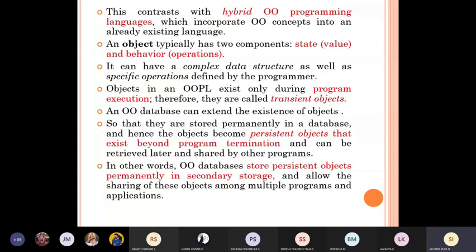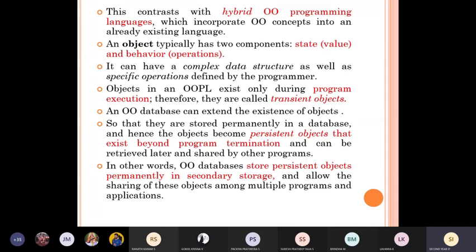The second thing is called a permanent object, where it is going to be permanent whether the particular program is executed or terminated. Whether it executes or terminates, the object that remains present and enabled is called persistent. Persistent means permanent. Okay? So the persistent object can exist beyond program termination, which can be retrieved later and shared by other programs.